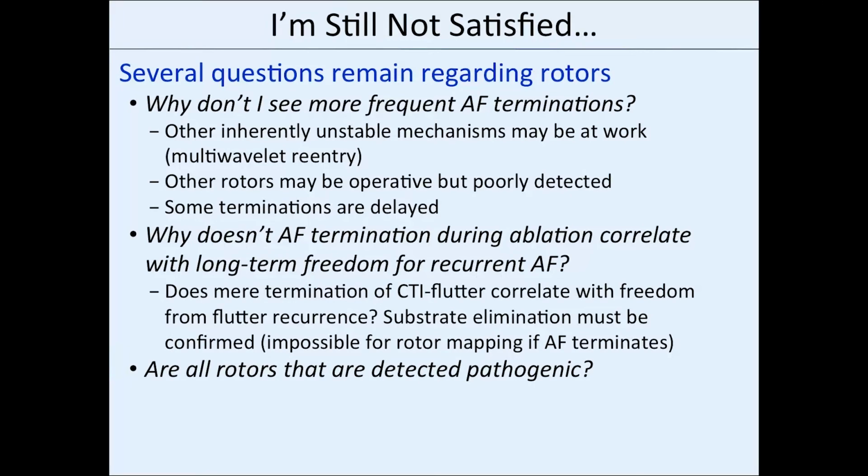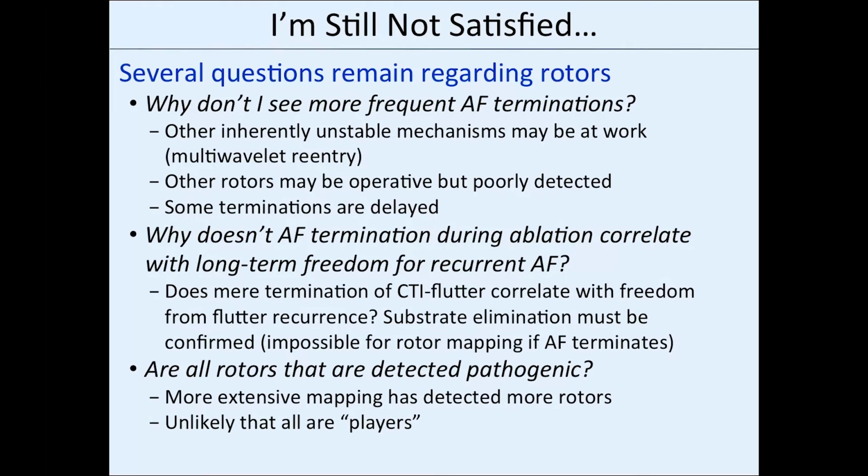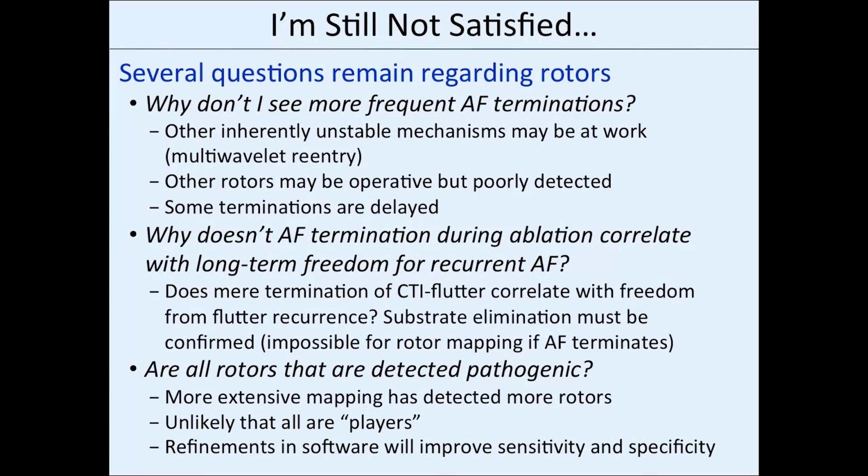Now, are all the rotors that we see with mapping pathogenic? Do they all participate in atrial fibrillation? I don't think that's probably the case. As I said earlier, more extensive mapping has detected more rotors, yet our outcomes are really not far superior from what they were before. So I have to think that some of these are not actual players, but maybe eddy currents. Refinements in our software is probably going to help with both specificity and sensitivity in saying areas that really are responsible, consistent over a larger span of time, as opposed to just something you'll see for a few seconds at a time.